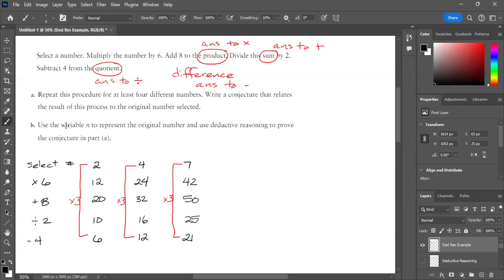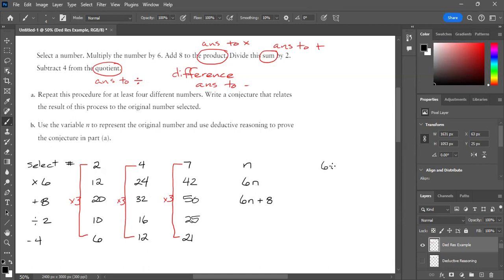Now let's go ahead and test it. Here in part B, it says use the variable n to represent the original number. And we're going to use that. What's n times 6? Well, we write that as 6n. 6n plus 8. There's no way we can simplify that right away, so we just write it 6n plus 8. Now we need to divide that by 2.